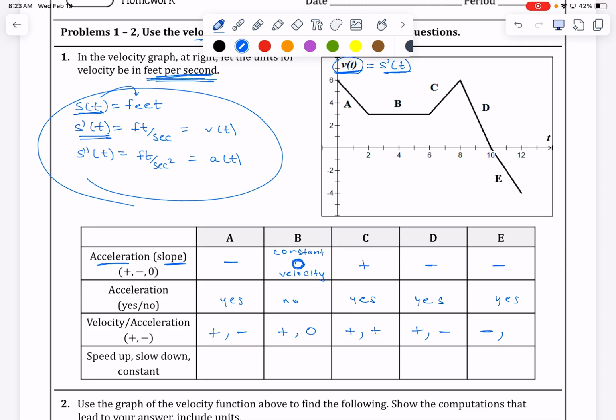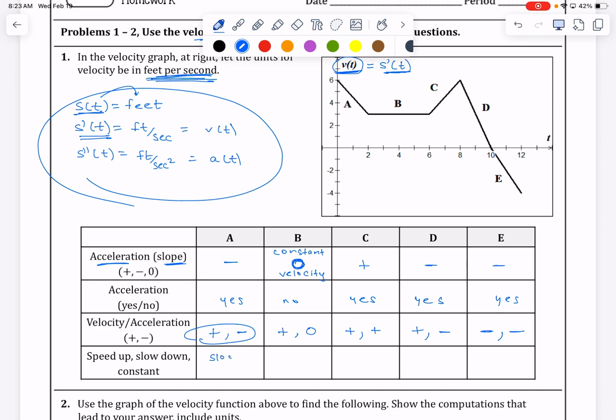So is that negative, negative? Are the signs same or different? Wait, wouldn't it be negative positive? Where? E? E is negative, negative. Slope is negative and it's below the x-axis. That's the thing you're talking about.